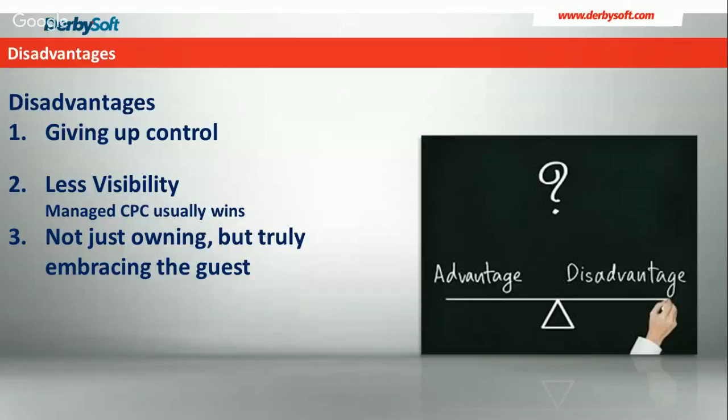Also, not just about owning the guest, but truly embracing the guest. So from assisted booking models, you do get the guest information. That is an important differential between assisted booking and an OTA booking. You get that guest data. However, you're not bringing that guest into your environment.